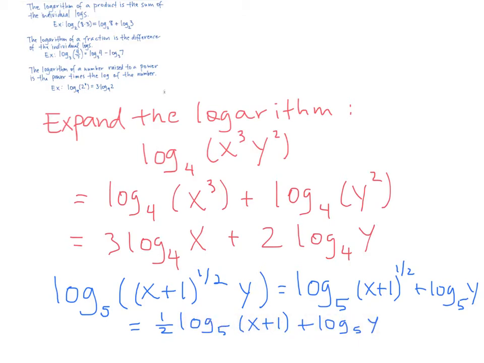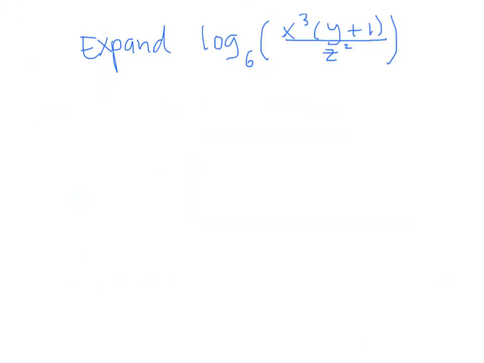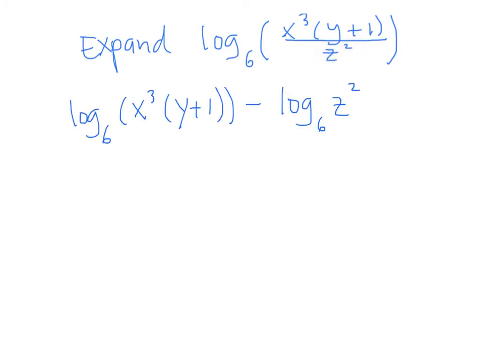Okay, I'm going to give you one that's a little harder. Press pause while you work on this one. Okay, so overall we have a fraction. And when we have a fraction, we're going to take the log of the top minus the log of the bottom. So we have log base 6 of x cubed times y plus 1 minus log base 6 of z squared. Now this first one here is the log of a product, so we're going to write it as the sum of the individual logs.